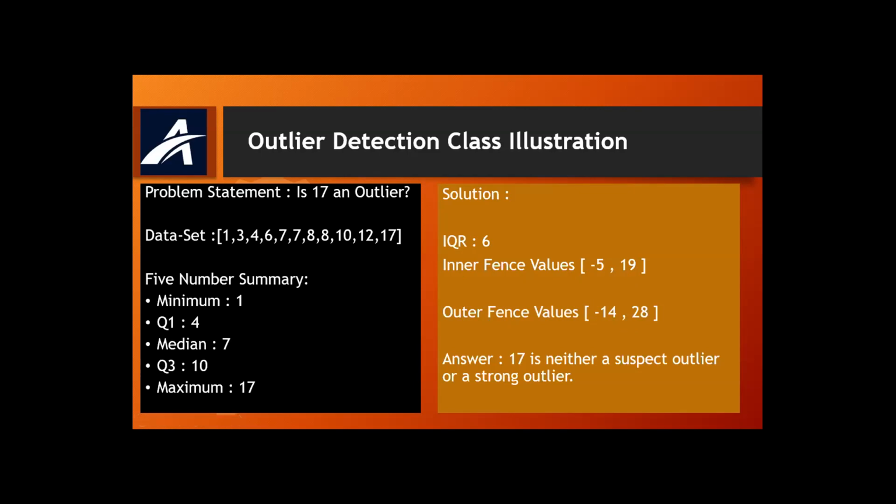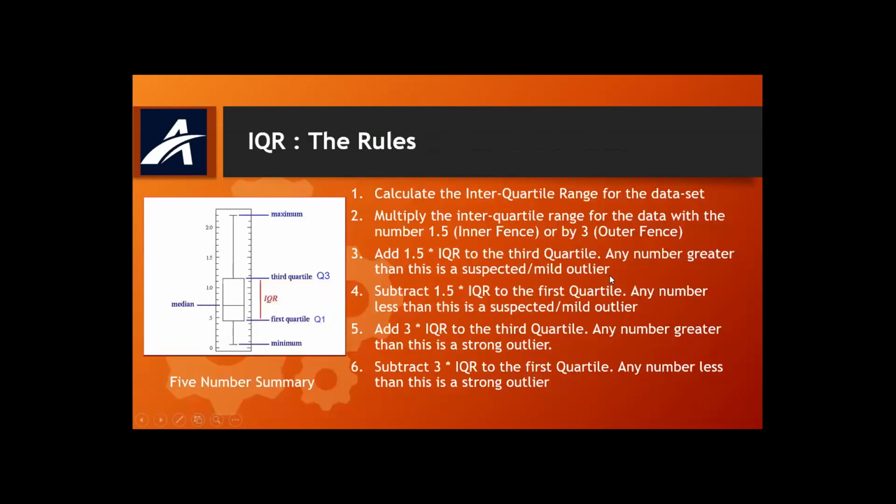Does that make sense, or have I made you even more confused? It's making me more confused, because if I go with the rules up there, they say that when you add 3 times the interquartile range to the third quartile, any number greater than this is a strong outlier. Yes.